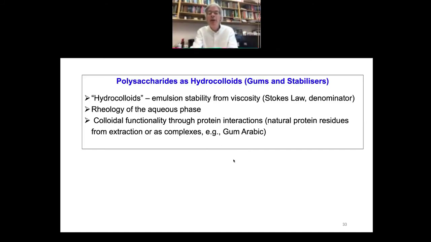Gum arabic would be an exception because it's got a protein component covalently linked to it in a complex. And so gum arabic makes a great emulsion stabilizer for things like low pH flavor emulsions, flavor oils, and so on. You get a very, very large hydrophilic component and then the hydrophobic component from the protein part of the gum arabic complex.